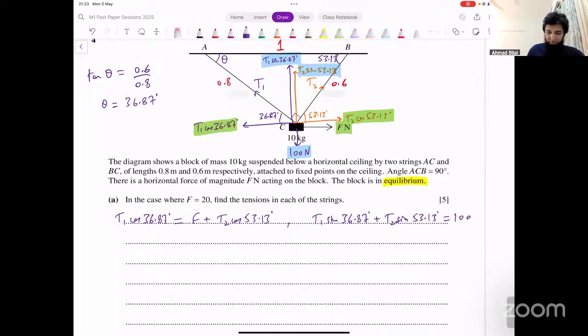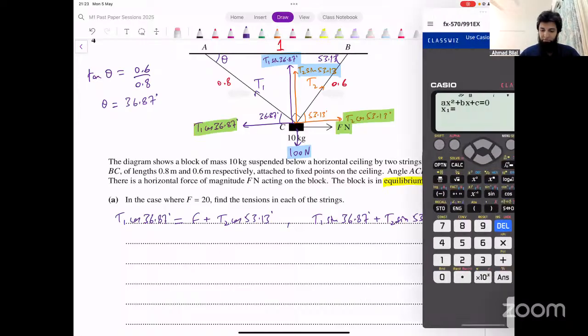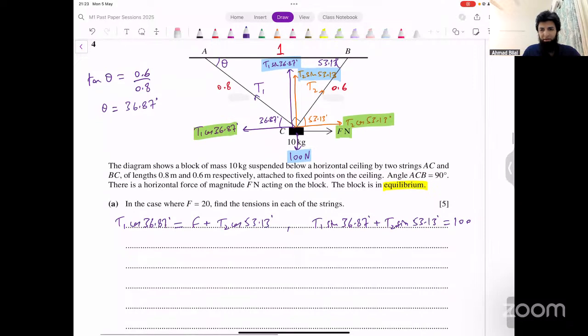You get two equations. Cos 36.87. What do you get from this? Cos 36.87, what's this value? Anyone? This should be 0.8, right? Yes. 0.8 T1 equals F plus cos of 53.13, that would be 0.6 T2. Sine of 36.87, I think that should be 0.6 T1. And then sine of 53.13, that should turn out to be 0.8 T2. That equals 100. We get these two equations.